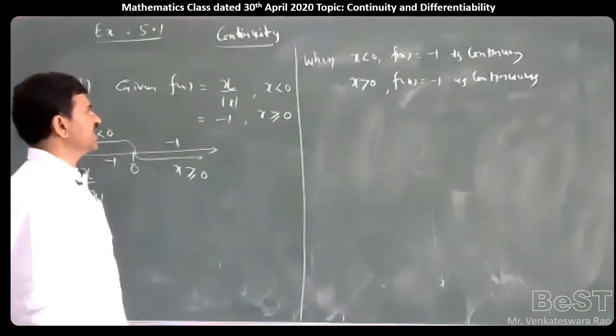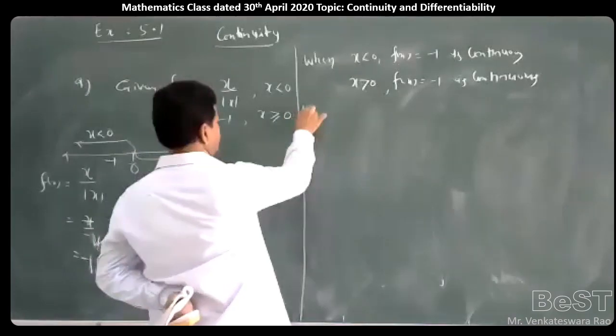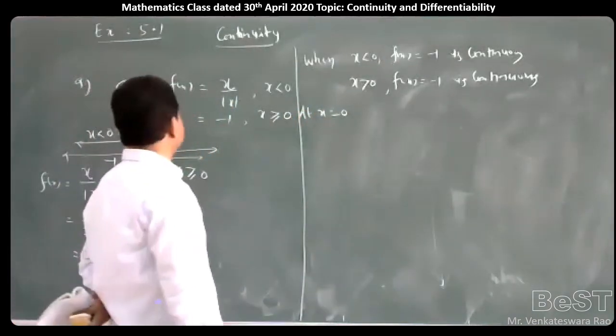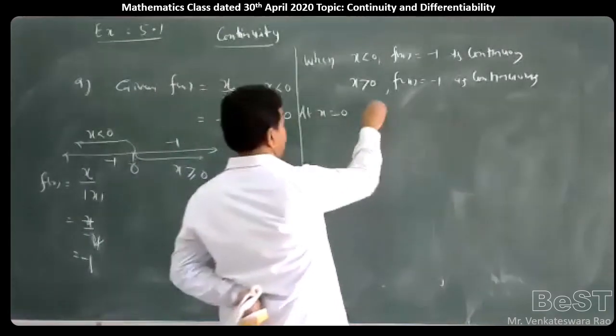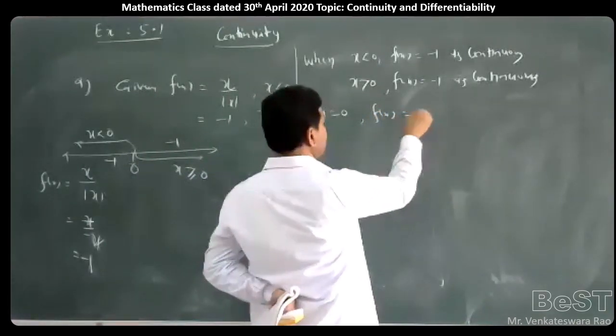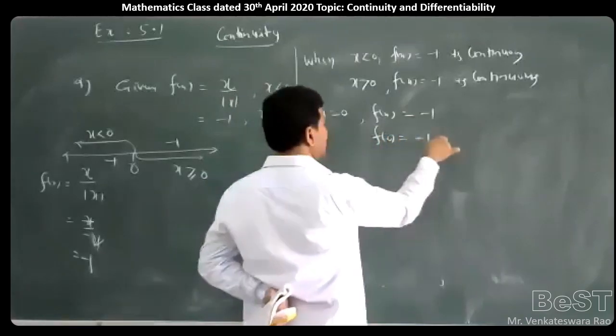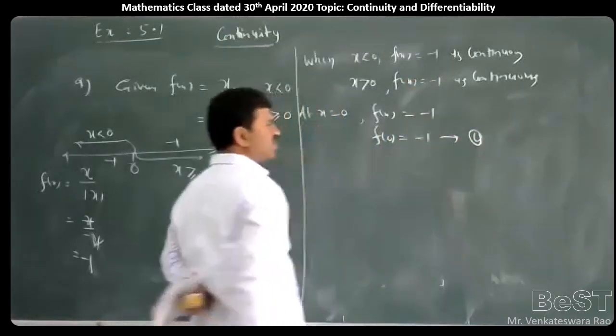So we'll discuss at x is equal to 0 now. At x is equal to 0, what is f of x defined as? f of x is equal to minus 1. So f of 0 is minus 1. Let it be equation 1. Function value is minus 1.